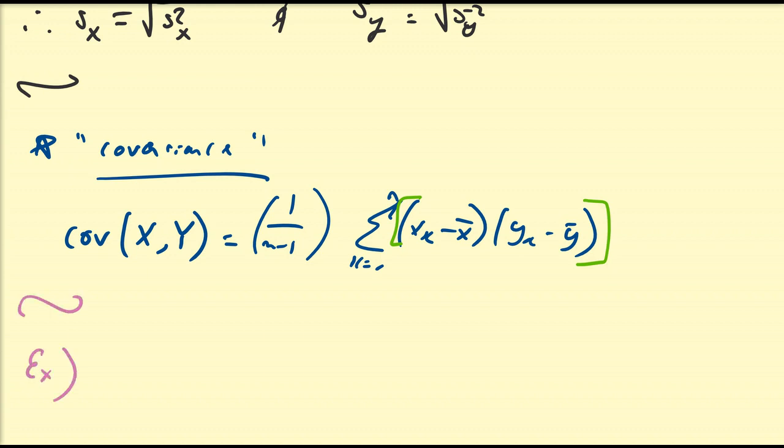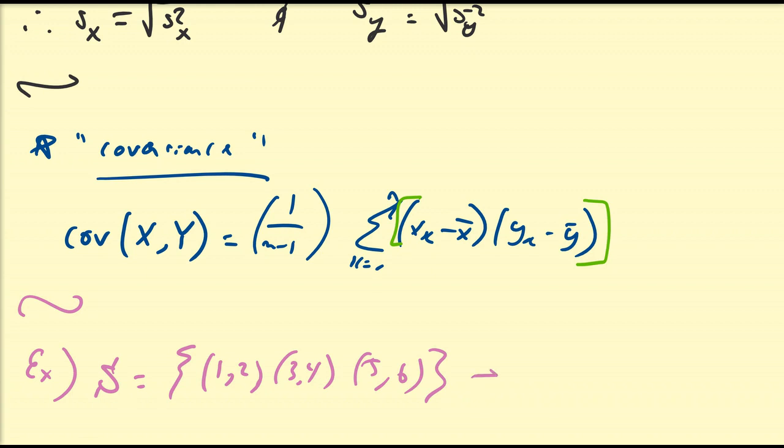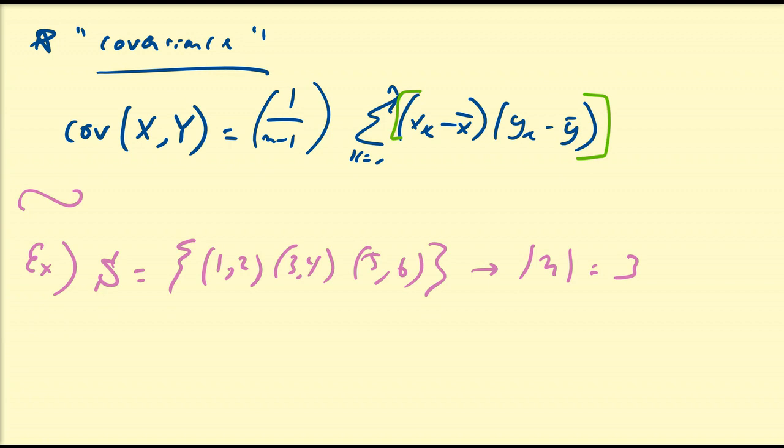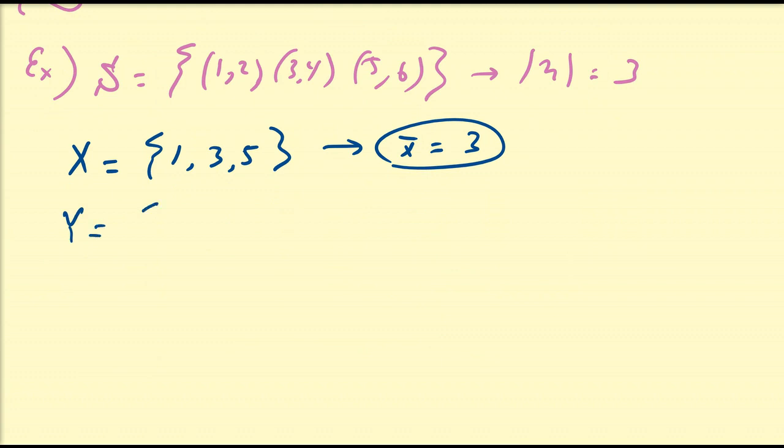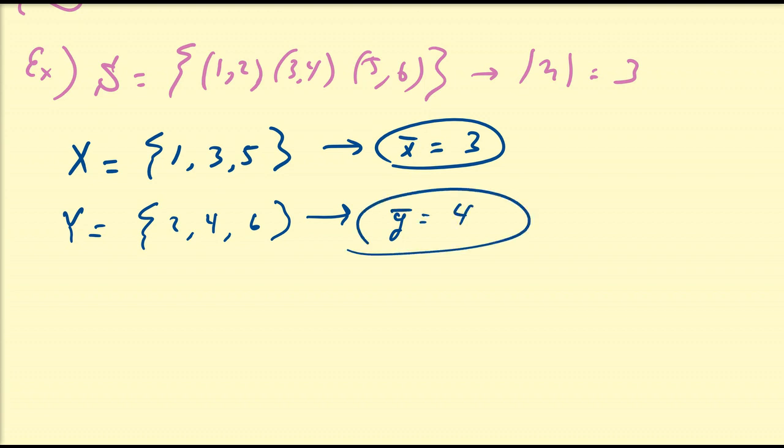Let's do a basic example to illustrate how to calculate this. Let's assume I have a sample set of points (1, 2), (3, 4), and (5, 6). If this is the case, then the size of my sample is 3, not 6. Our x values in this case are the points 1, 3, and 5, so it's easy to see that x bar is equal to 3. Our y values consist of 2, 4, and 6, and it's obvious that y bar is equal to 4. I've chosen these numbers just to illustrate the idea.